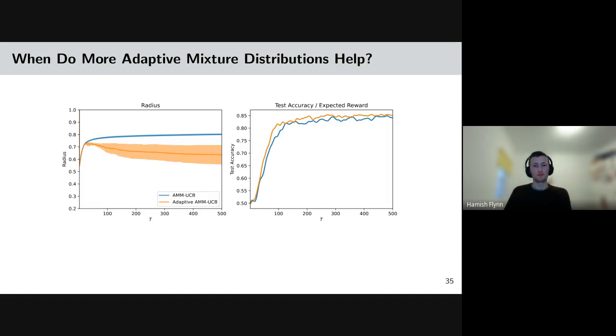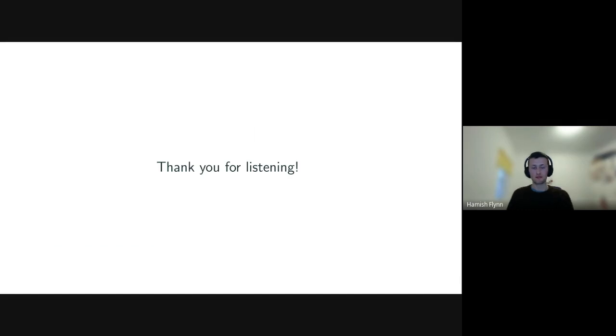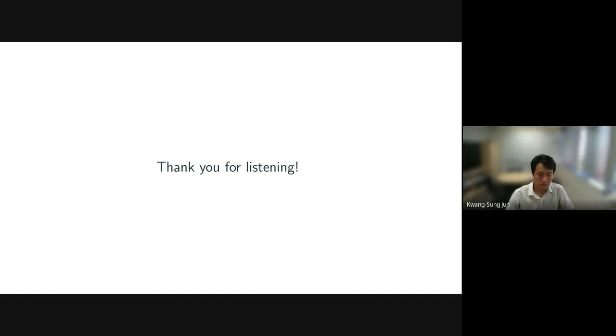Now, because of a recent lower bound for adaptive linear regression, it's actually not possible to remove any log t factors from the regret bound simply by having better confidence sets. So clearly this can't happen all the time. So the question really is, when do these adaptive mixture distributions actually help us? And with that, I have reached the end. So thank you all for listening.